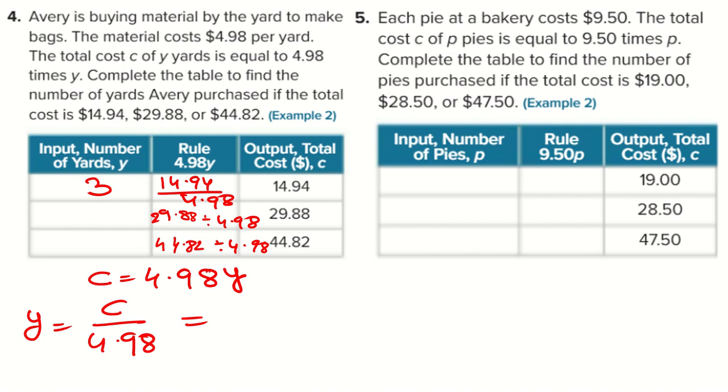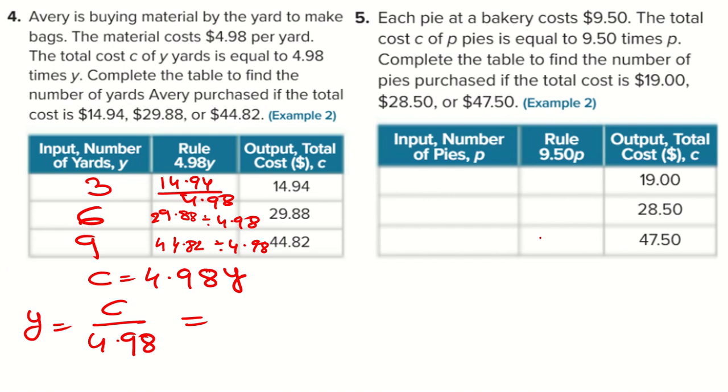So, 29.88 divided by 4.98. Its answer will be 6. The second answer will be 6. And the other one is 44.82 divided by 4.98. So its answer will be 9.